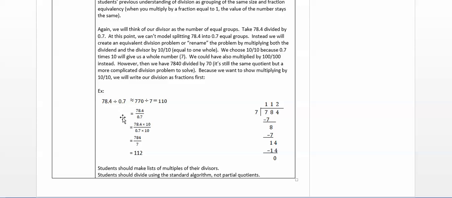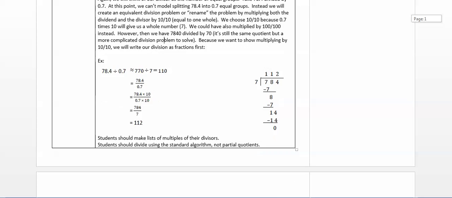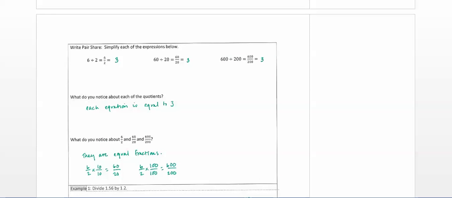So what we're going to do is actually write it out this way that I'm circling here. We're going to write it as a fraction first, and then because we always want to divide by a whole number, I'm going to multiply by 10 over 10 or 100 over 100 or 1,000 over 1,000 so that my denominator always becomes a whole number. Let's look at example 1. Oh, actually, let's look at our write-pair-share first.